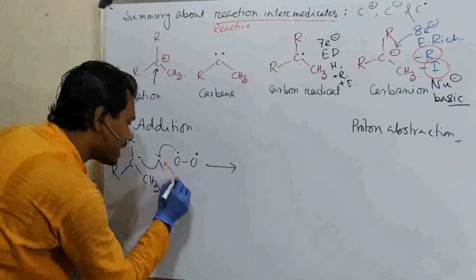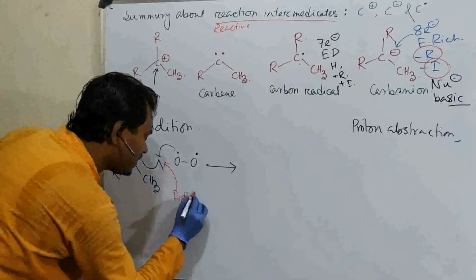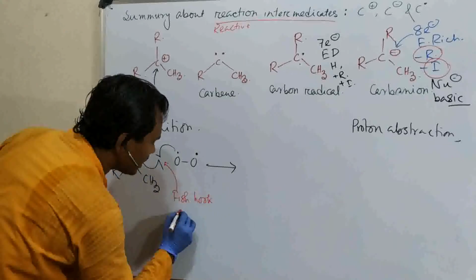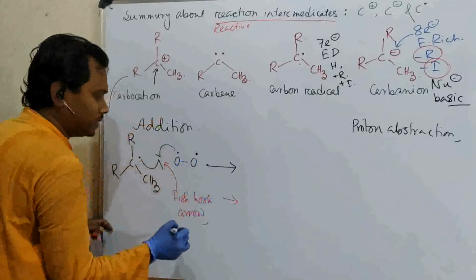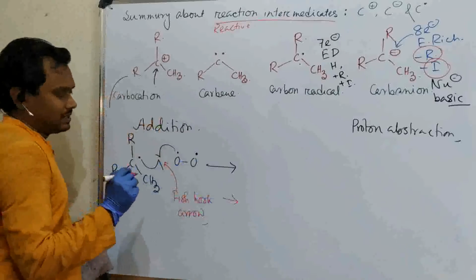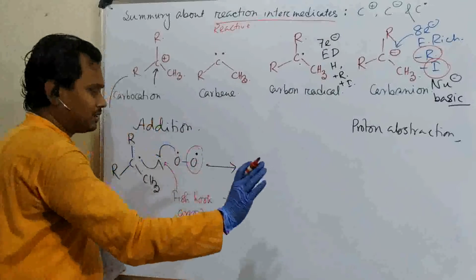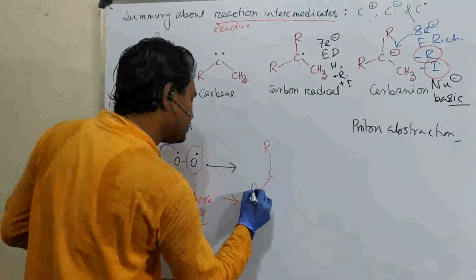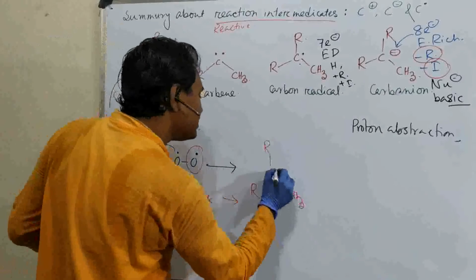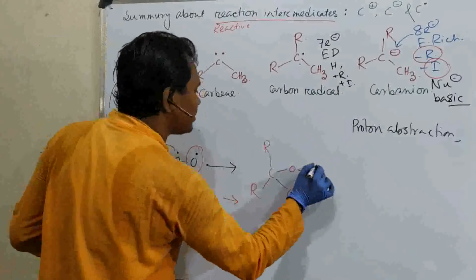This is named as a fish hook arrow. A full arrow means two electron movement, but this is single electron movement. So we will just forget this part. So what is it resulting? This is resulting, this I will not forget.